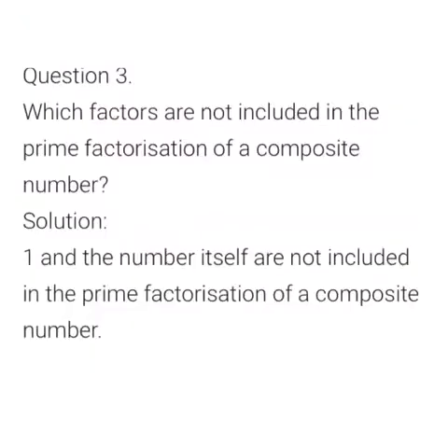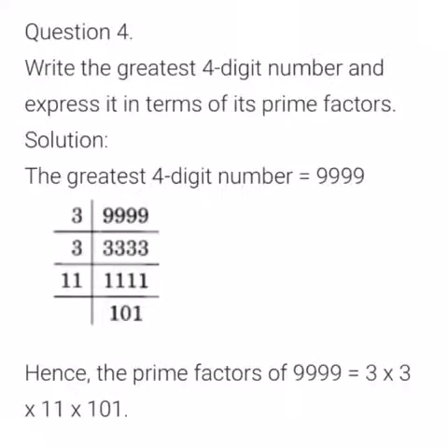Which factors are included in the prime factorization of a composite number? So children, here you can see that 1 and the number itself are not included in the prime factorization of a composite number. Now the next question is, write the greatest 4-digit number and express it in terms of its prime factors. So children, the greatest 4-digit number is 9999.